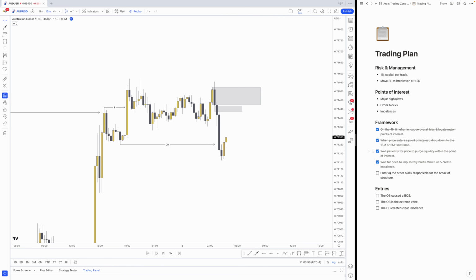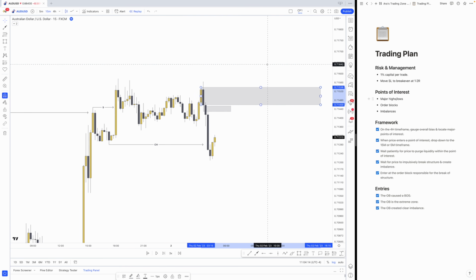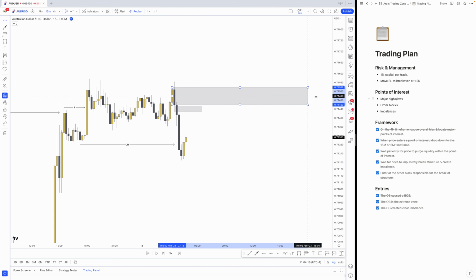Okay, so we can check that final item off the list. Now, before we enter a trade here, let's go over our entry checklist. The order block caused a break of structure. Yes. The order block is the extreme zone. Yes. And the order block created clear imbalance. Yes. So this is a valid trade to enter. Let's drag that zone out and frame up our trade parameters.